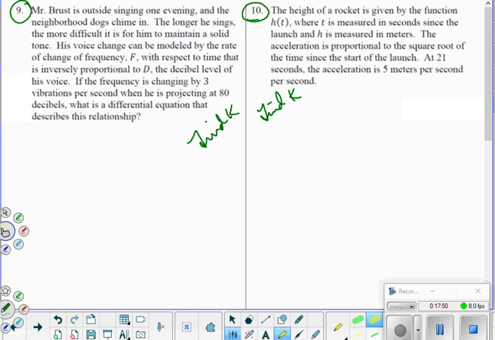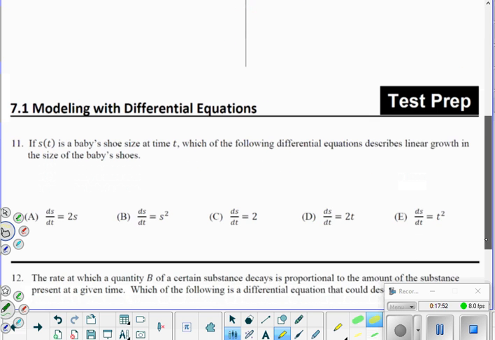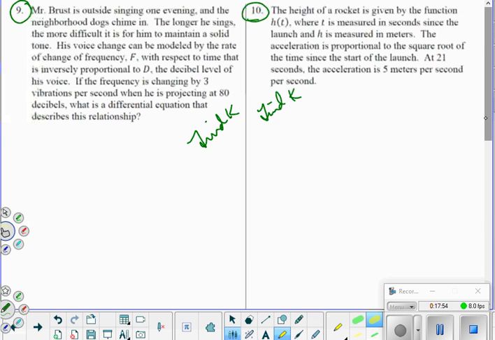That should be good. All right, not too hard of an assignment today. A nice intro to the section, to the unit 7, differential equations, slope fields, all good stuff. See ya tomorrow.